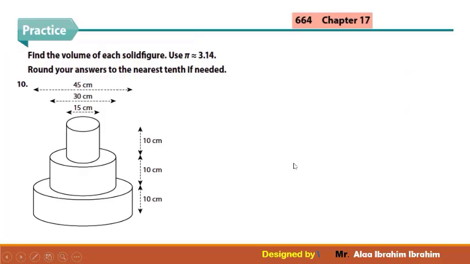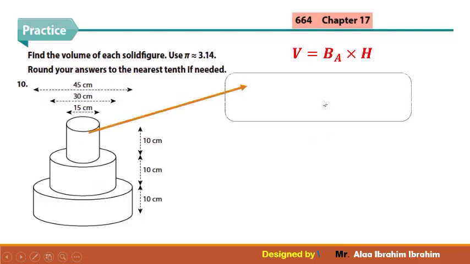Okay. Now we're dealing with a big example. We're dealing with 3 cylinders in one shape. So I find each one alone, then I add them together to find the total volume. First I have to remember the volume is base area times height. My base in each one here is a circle. So for the first one, I have to change my base area to a circle: πr² times height.